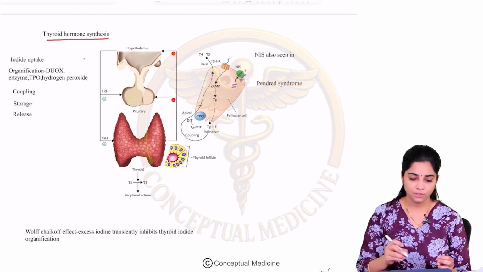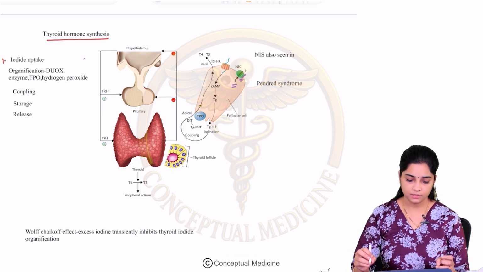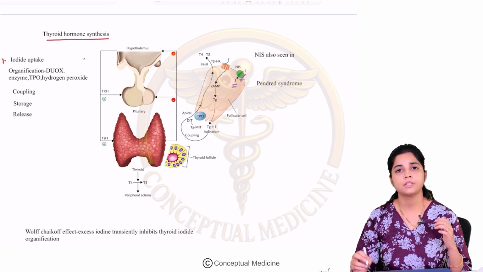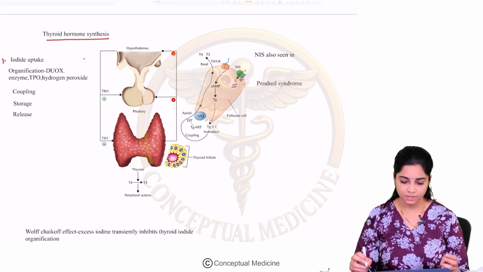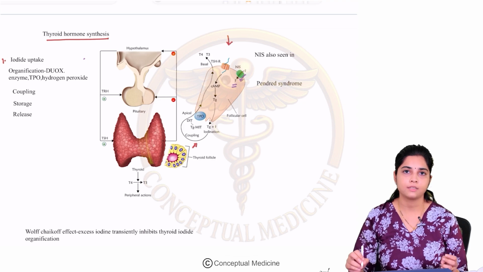The first step in thyroid hormone synthesis is iodine uptake. The thyroid gland has a preferential uptake of iodine. Of all the iodine present in the plasma, nearly 50 to 60% is taken up by the thyroid gland itself.